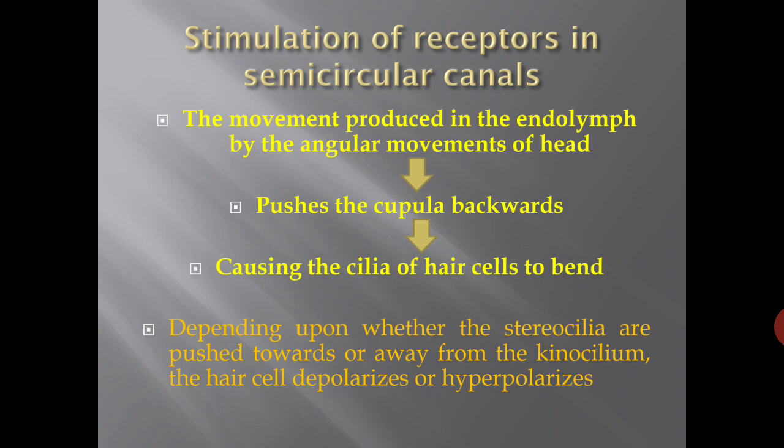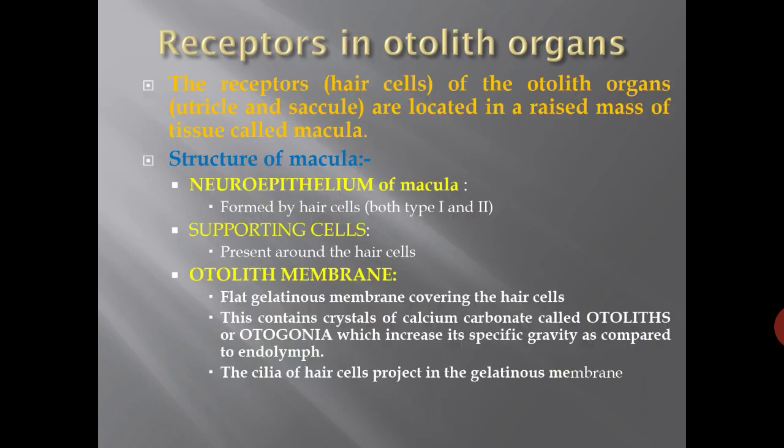Stimulation of receptors in the semicircular canal. How are these receptors stimulated? Movement produced in endolymph by the angular movement of the head pushes the cupula backwards and causes the cilia of the hair cell to bend. Depending upon whether stereocilia are pushed towards or away from the kinocilium, the hair cell depolarizes or hyperpolarizes. When stereocilia move towards the kinocilium, there is depolarization, and when they move away from the kinocilium, there is hyperpolarization.